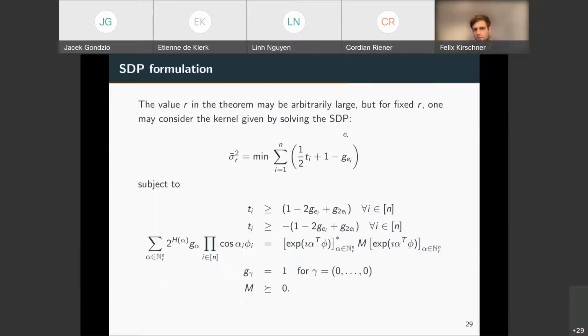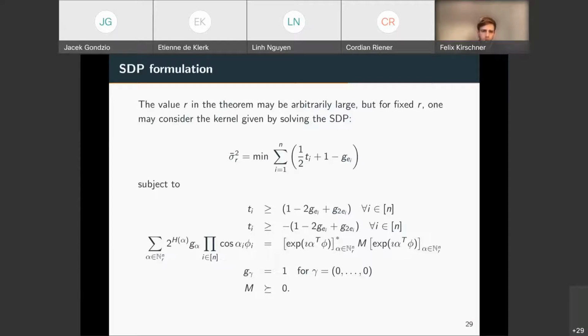Okay, so writing down the program that we're trying to use, we can simply fix r and then solve the program for that fixed r and look at the kernel that we get. Sigma r squared, sigma r bar squared can be written like this. This is something we've seen before on a slide. We just have to ensure that the t_i's are larger than the absolute value of that, which we can model using two inequality constraints. And now this trigonometric polynomial on the left-hand side should be able to be written in this form. Because I didn't have enough space, I just add one equality constraint and write that G gamma is 1 for gamma the zero vector. And of course, M has to be Hermitian PSD.